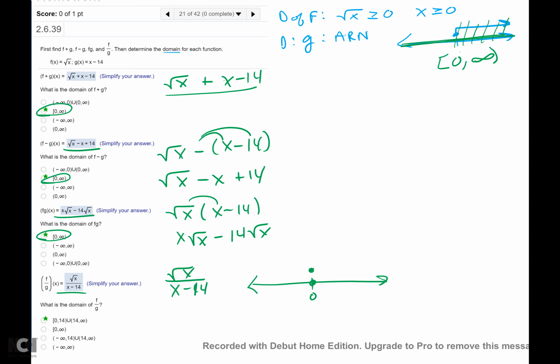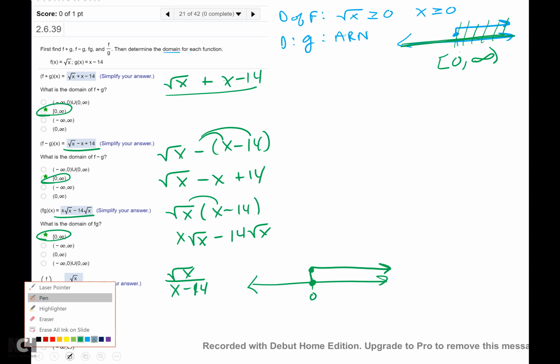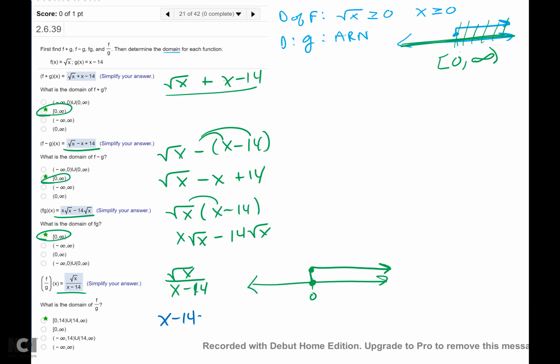We still have this restriction, but now we're going to add another restriction to it, and we're going to say, Mr. Denominator, you may never equal 0, so x may never equal 14. So at 14, we're going to have a jump, which means I can go everywhere except for there, which gives me a domain that goes from 0 to 14, jump it, and it goes 14 to infinity.